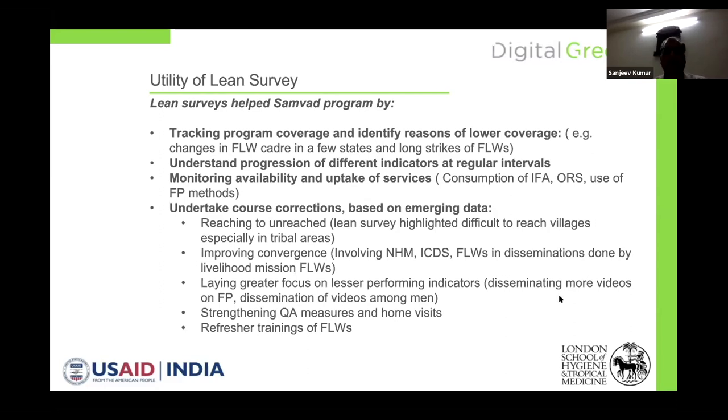The survey also helped lay greater focus on lesser-performing indicators. For example, there was more need of disseminating family planning videos, especially among men. So accordingly, the program took a decision to have special screening sessions among men for family planning videos. The survey also helped strengthen our quality assurance measures and taking more home visits. We also came to know that there is a need for capacity building and carrying out more refresher trainings of frontline workers. Next slide, please.